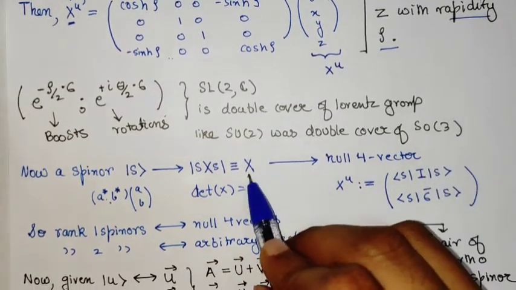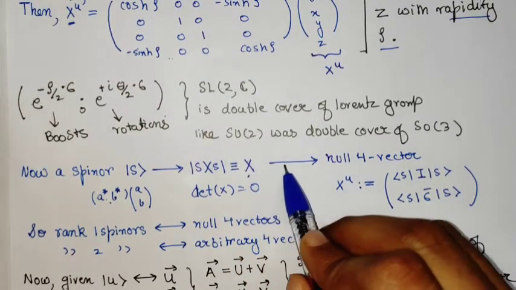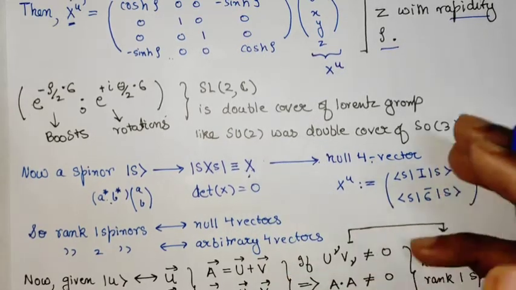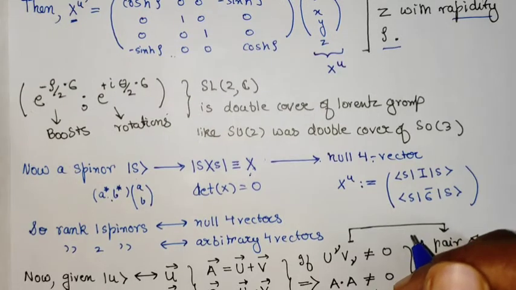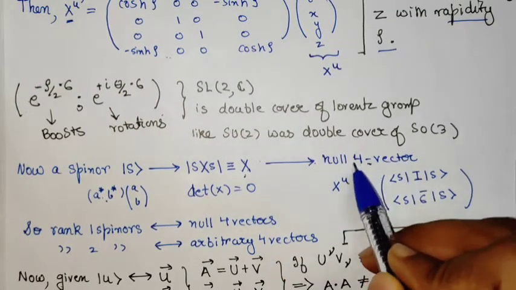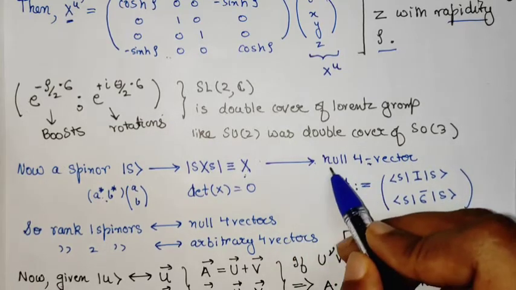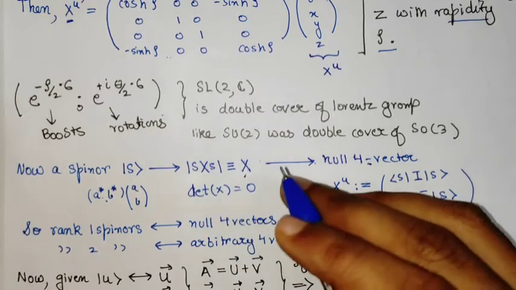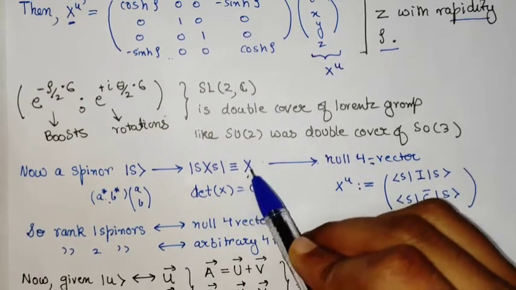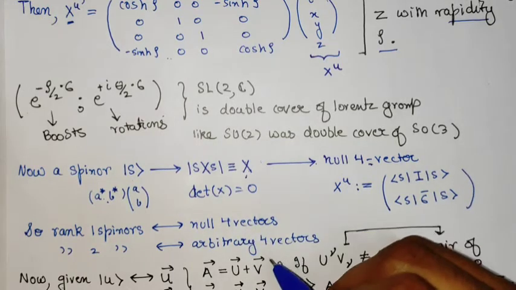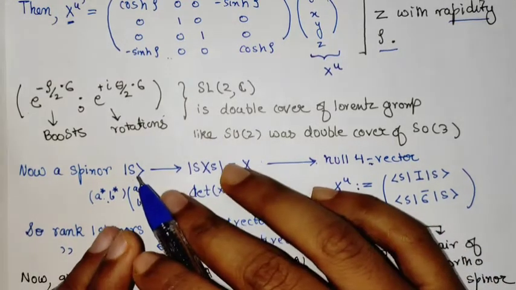And now what this means is that with this X we can associate again a 4 vector. We discussed that the Hermitian matrices and the 4 vectors are in 1-to-1 correspondence. So overall this 4 vector is a null 4 vector that we can associate with this spinor. Why this is so is precisely because the determinant of X is 0, and it is 0 for every spinor.